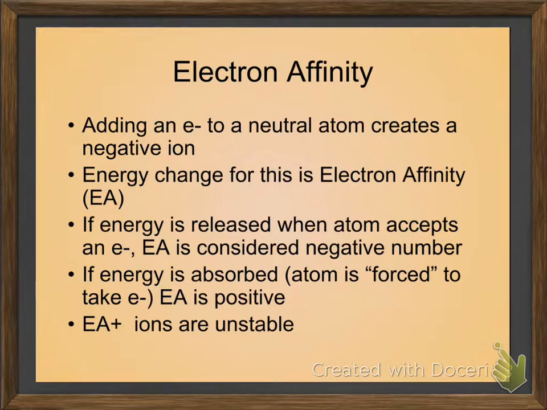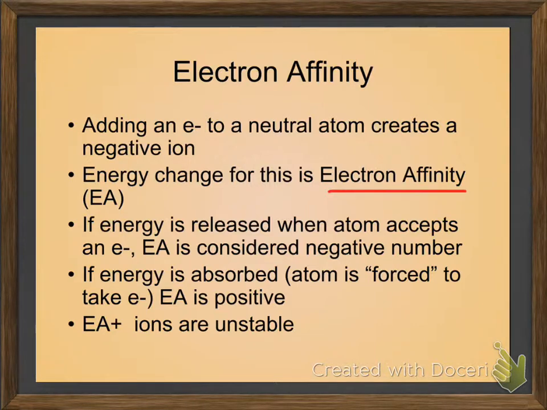When we add an electron to a neutral atom, we get a negative ion, and we call that energy change electron affinity. It seems kind of odd, but an atom's electron affinity is basically the difference in energy between that neutral atom and the atom with an added electron.